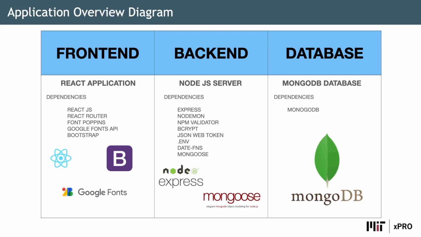Moving over to the back end, a Node.js server, and the dependencies used for that are Express, Nodemon, npm validator, bcrypt, JSON web token, dotenv, date-fns, mongoose. And then our database that we chose to use was MongoDB.